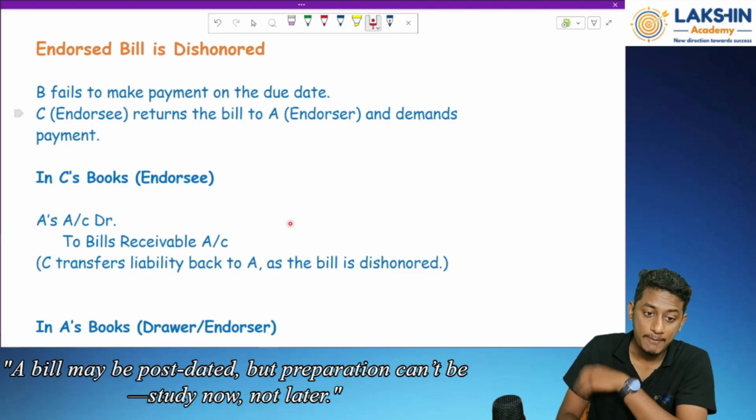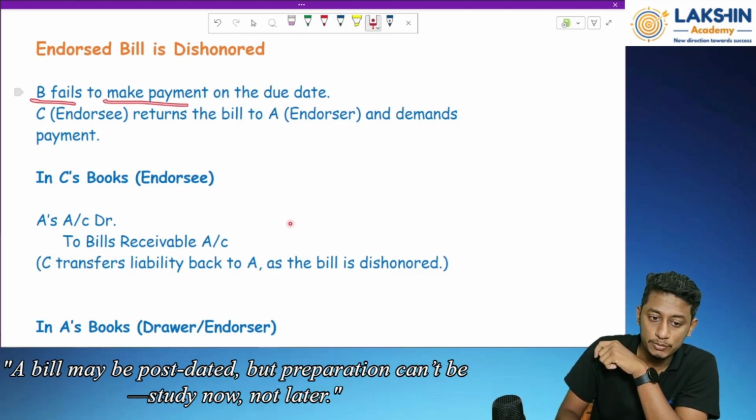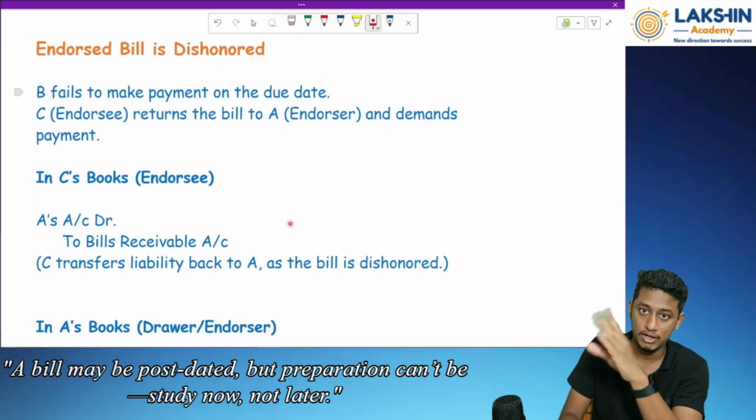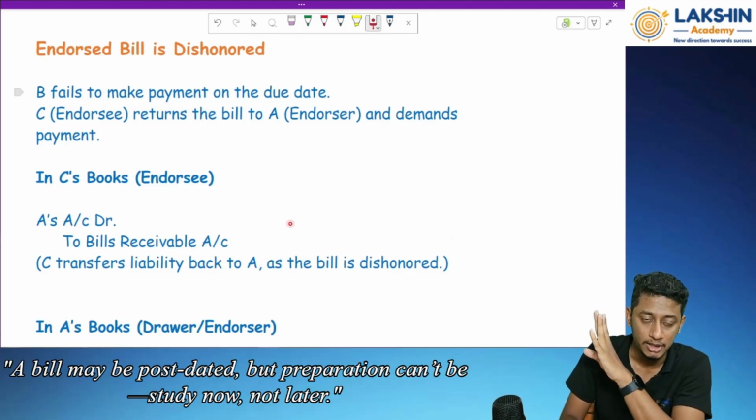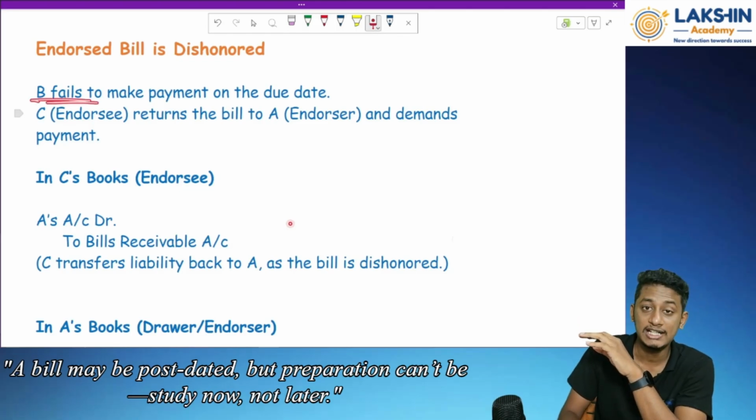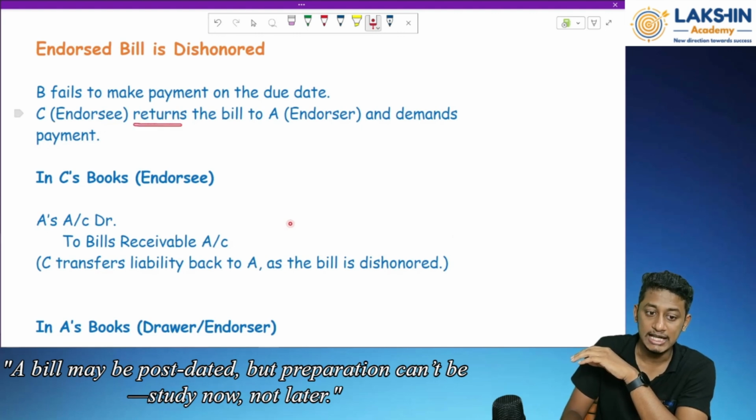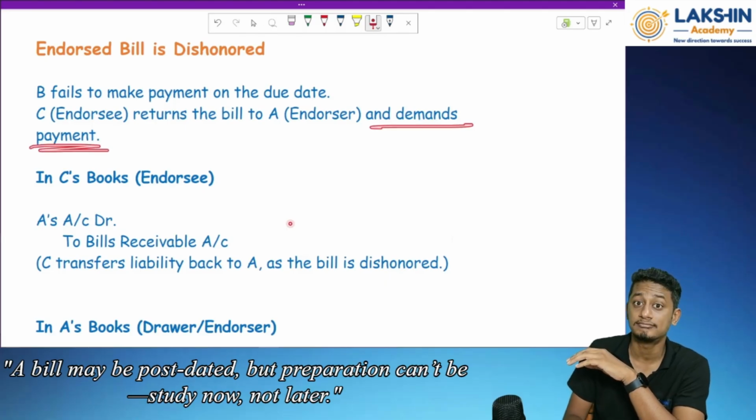So what is happening over here? Mr. B fails to make the payment on the due date. See, at the end of the day, in every transaction, Mr. B is supposed to make the payment. Right? But Mr. B is failing to make the payment now. Then what happens? Endorsee Mr. C returns the bill to Mr. A and demands payment.